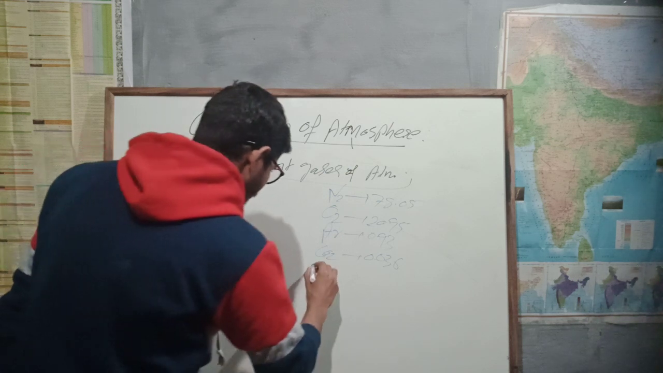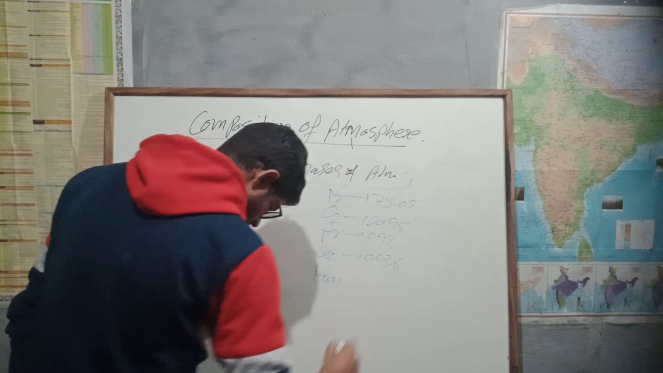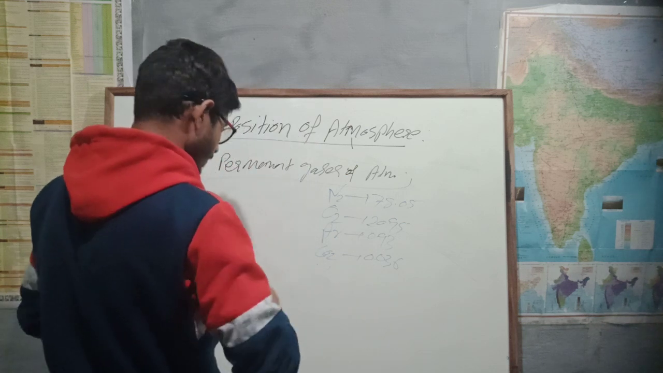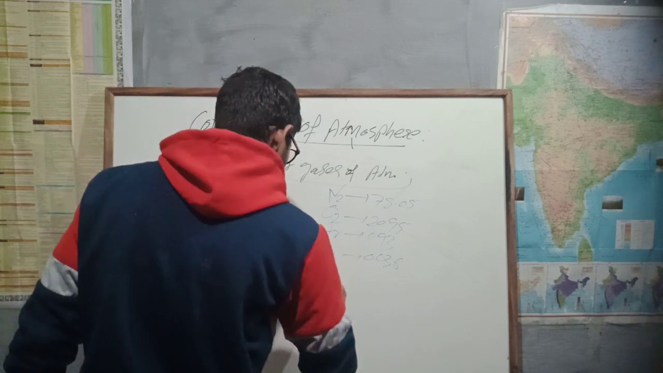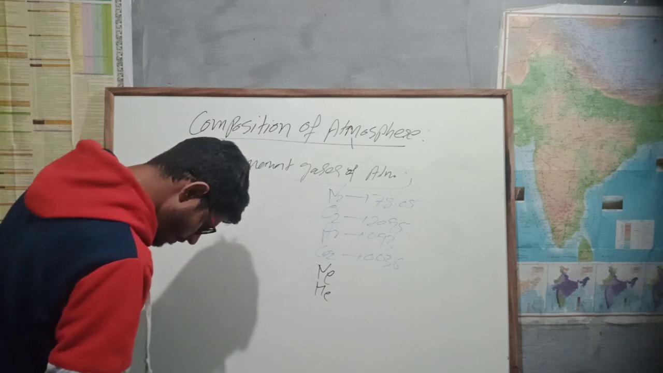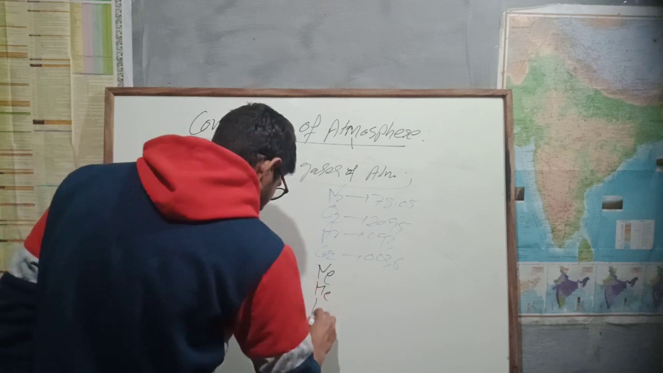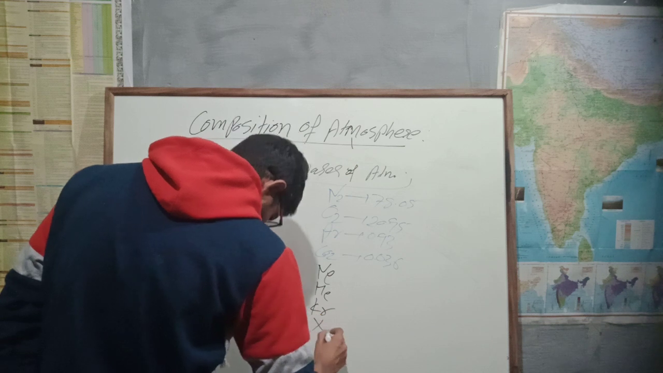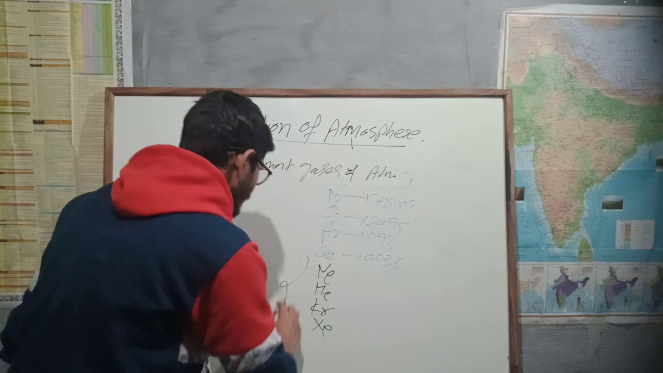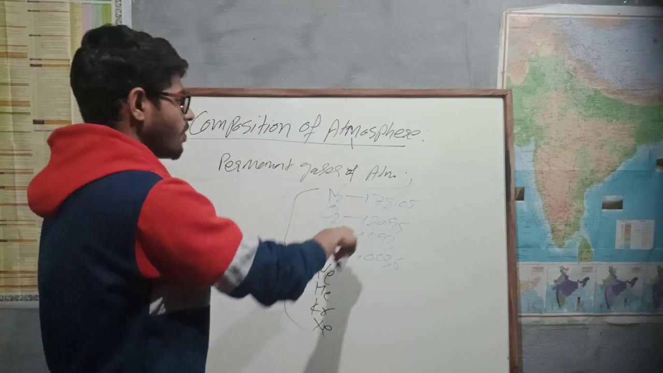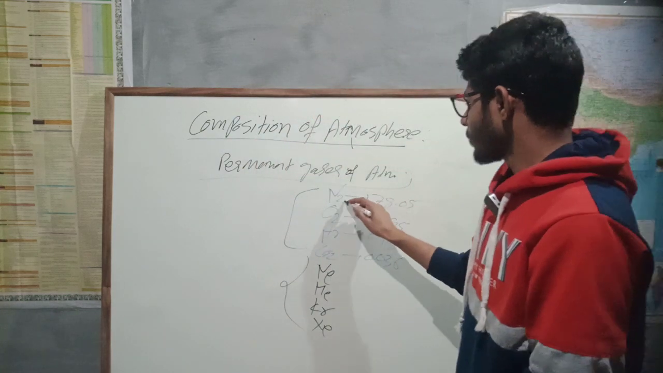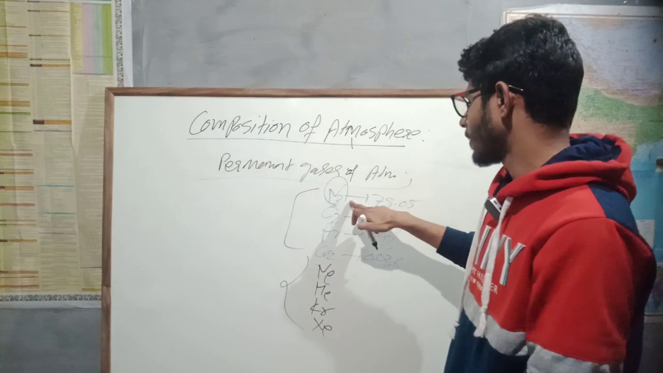Then we have neon, helium, krypton, and xenon. Just remember the order of these gases, and you can remember the percentages as well. Look, guys, starting with nitrogen, I'm going to discuss one by one.